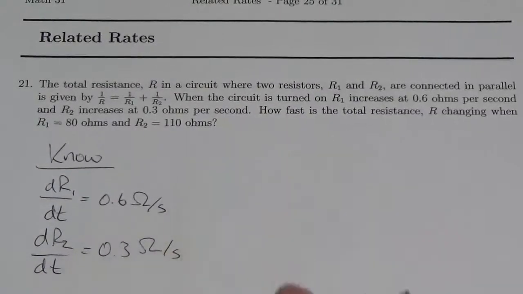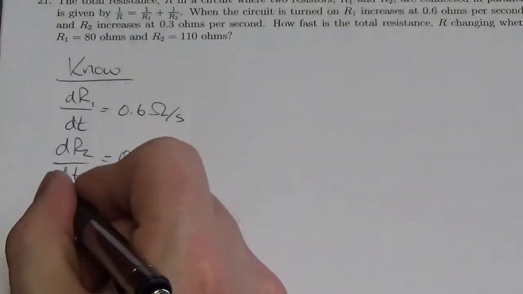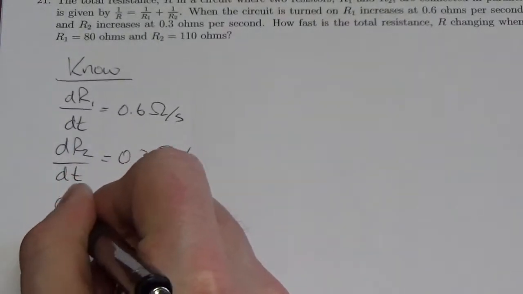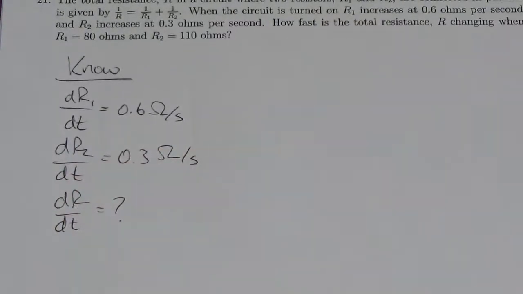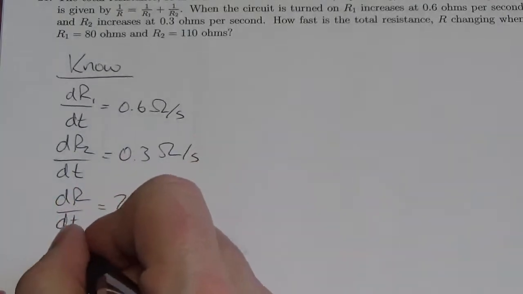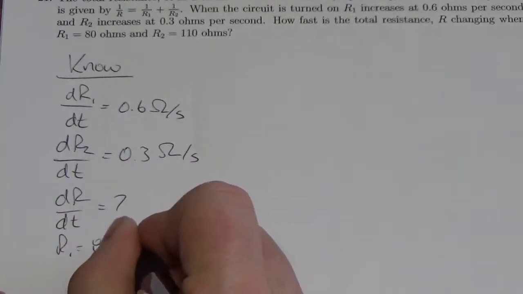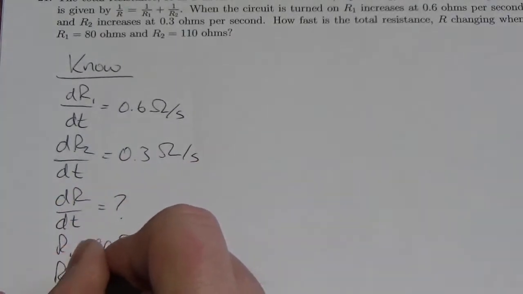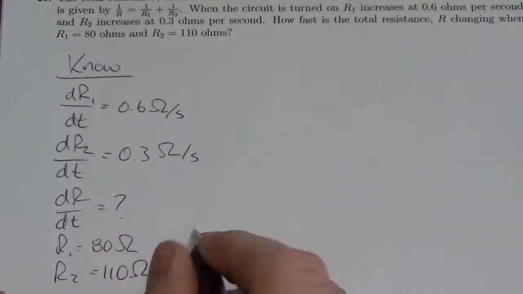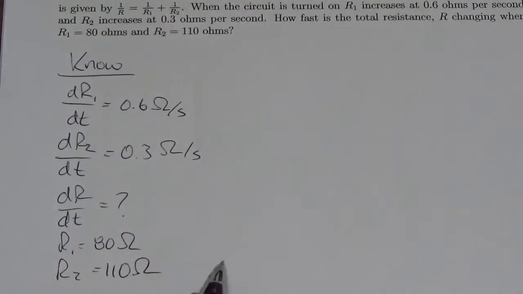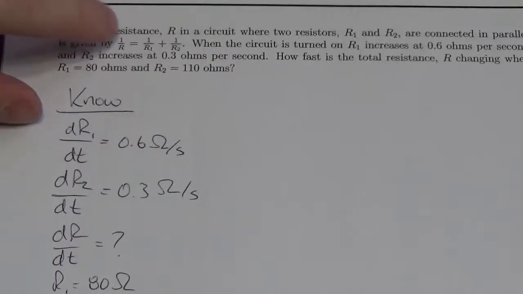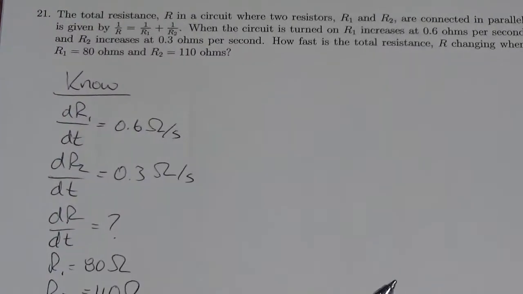Okay, so how fast is the total resistance changing? So we are looking for dR by dt, don't know what that is, and we're given that R1 at some point here is going to be 80 ohms and R2 110 ohms. Now that's likely going to come into play later on. I'm probably going to have to use that to figure out what R is, I suspect, at some point here.